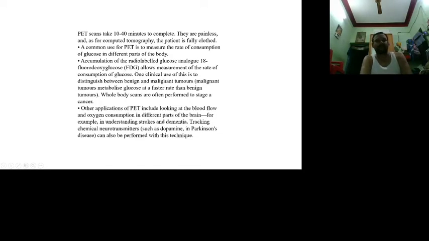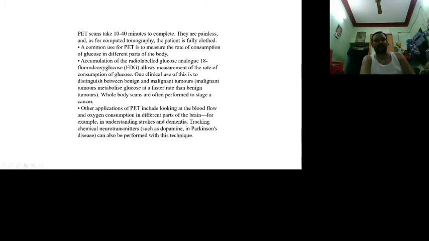Clinically, it is used to distinguish whether there is a benign or malignant tumor. Definitely the rate of metabolism of glucose, meaning fluorodeoxyglucose, is quite different in benign and malignant tumors. A malignant tumor metabolizes glucose at a faster rate than a benign tumor. If the tumor is very malignant, meaning cancerous, it metabolizes glucose at a very fast rate. If it is benign, it shows normal metabolism. Whole body scans are performed to stage cancer.